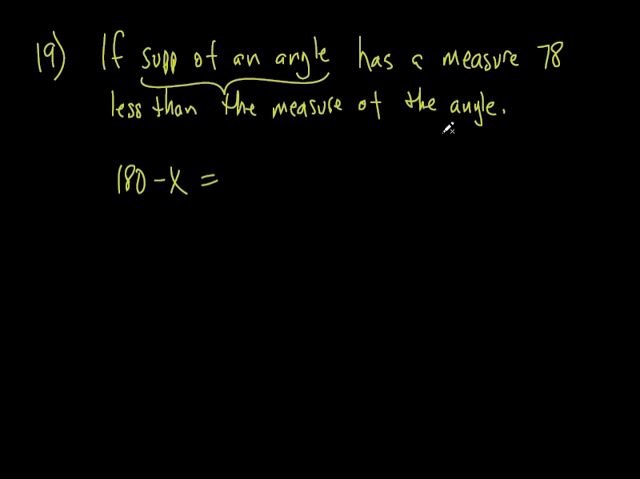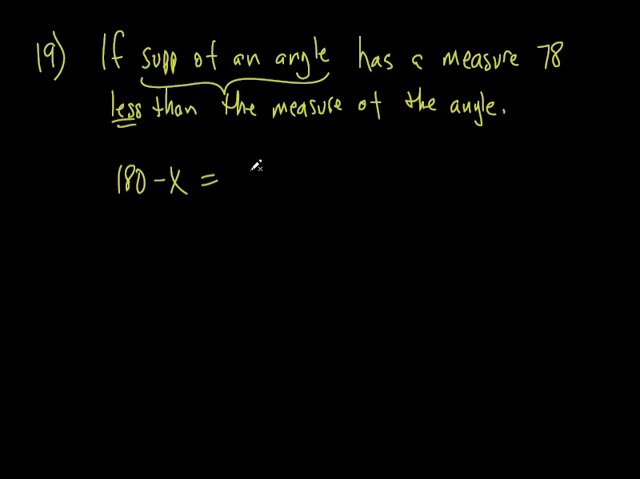What did you do? You didn't go 5 minus. You went 20 minus 5. If I said they had 5 less than we have, right? You would take the number and take 5 away from that number. Now look at this. It says the supplement of an angle has a measure 78 less than the measure of the angle. So it's kind of like saying 5 less than 20, right? You'd go 20 minus 5.